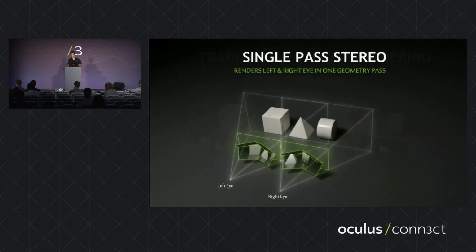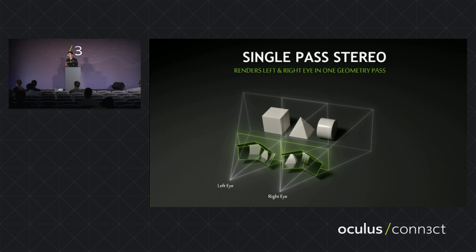What we came up with is this new feature called single pass stereo. You see it here visualized along with lens match shading, where you only submit the geometry one time, and the hardware only does all of the geometry calculations for that geometry one time.